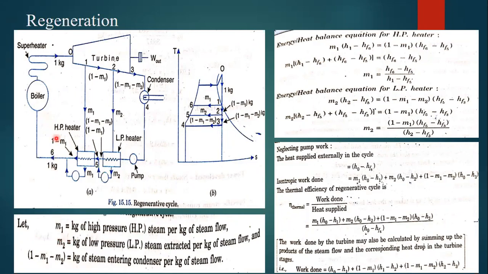So here, let us consider m1 kg of mass has been extracted and given to the high pressure heater. So m1 is nothing but kg of high pressure steam extracted per kg of steam flow, and m2 is nothing but kg of low pressure steam extracted per kg of steam flow. Okay, that is, from 1 kg of steam we have extracted some m2 kg of steam. So finally how much steam are we left with? 1 minus m1 minus m2 kg of steam is going to enter the condenser per kg of steam flow.